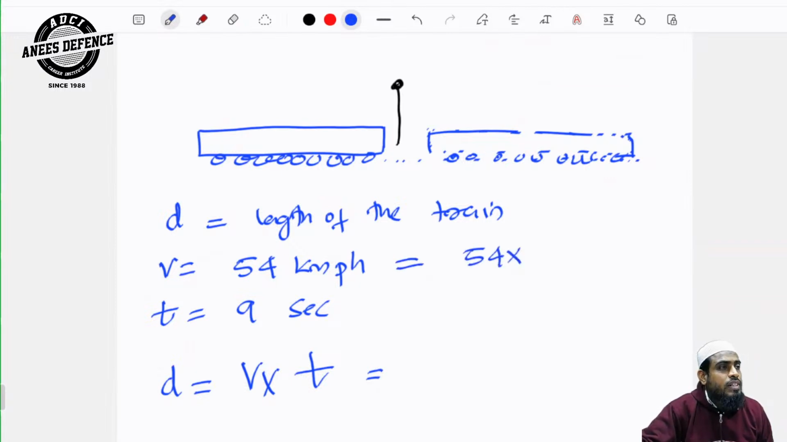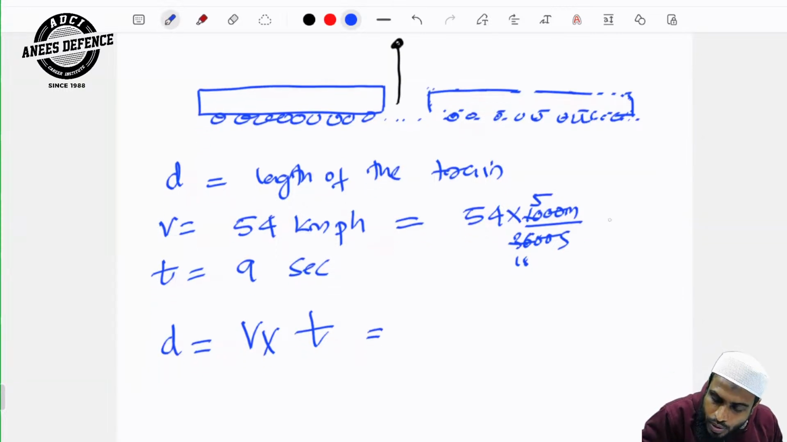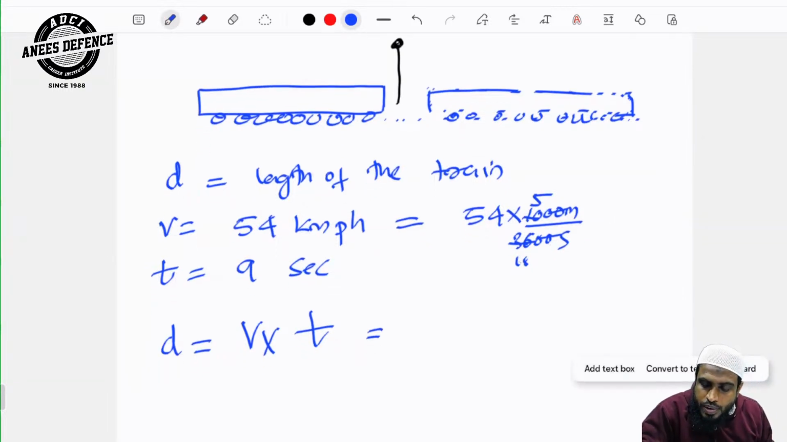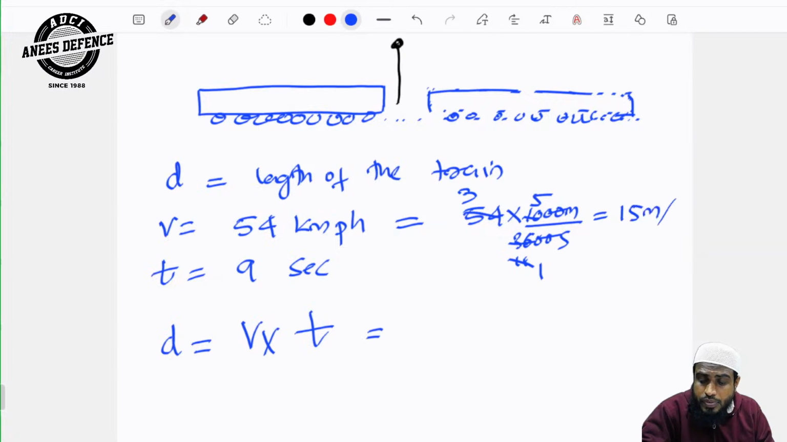We have to multiply with 5 by 18. If you are getting any confusion, immediately you can put 1000 meters by 3600 seconds. So you cut 5 into 2, 18 into 2. So 54 into 5 by 18. 3 into 18 is 54. So you are getting 3 into 5, 15 meters per second.